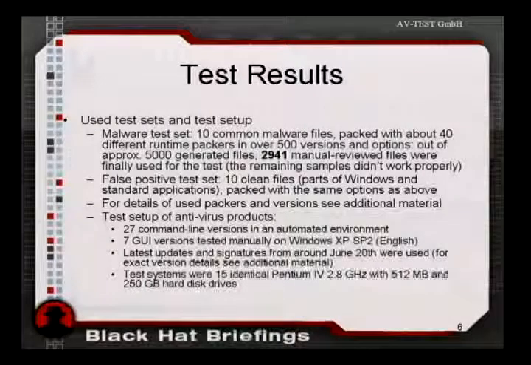We created basically 2 test sets, one malware test set, one false positive test set, each consisting of 10 malware or clean files, which have then been packed with about 40 different one-time packers in over 500 different versions and with different packing options used. This resulted in 5,000 files each, and we sorted out the non-working ones and kept 3,000 for the malware test set. The test itself has been carried out in an automated environment, which we use at our company, with 27 command line versions of these scanners, and we tested some additional 7 desktop products.